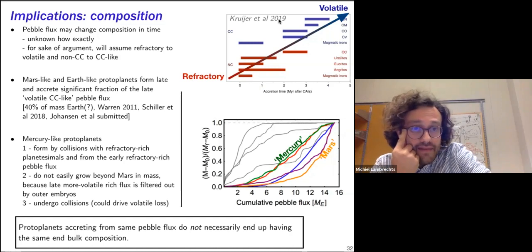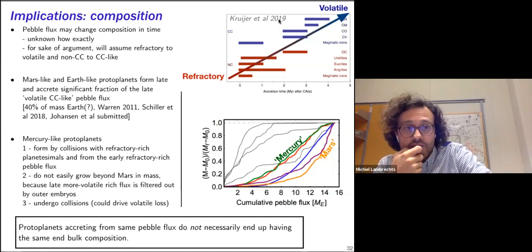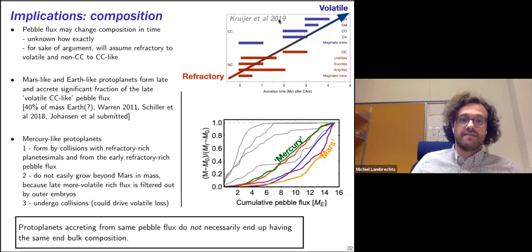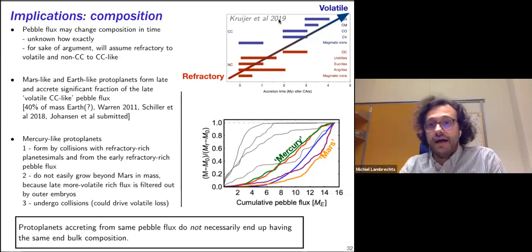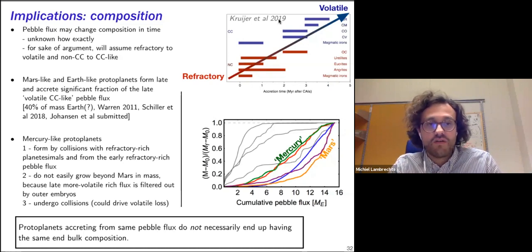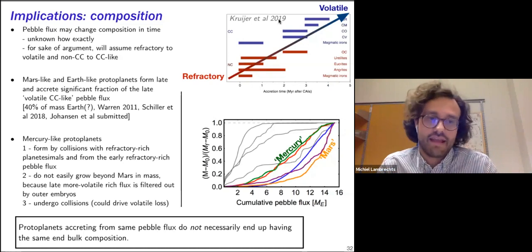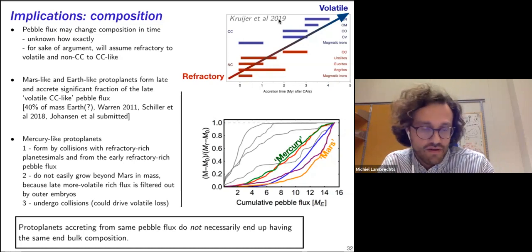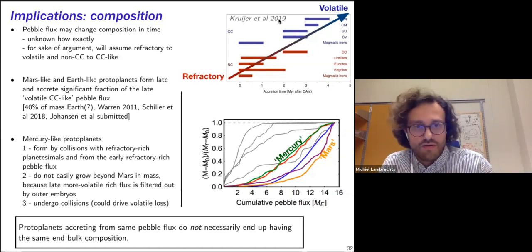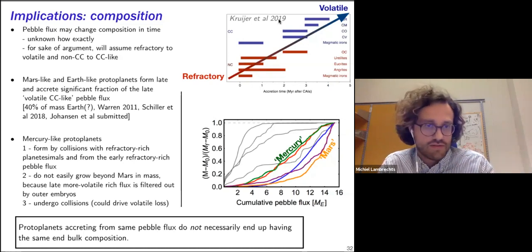That implies, in our case, that Mars-like and Earth-like protoplanets that complete their growth relatively late would also accrete a significant fraction of this late volatile CC-like pebble flux. And interestingly, that is maybe also the case. So possibly the Earth is composed of, let's say, 40% of the CC-like material. That's a paper by Warren from 2011. And it's also a scenario that's advocated by Schiller et al. in 2018.